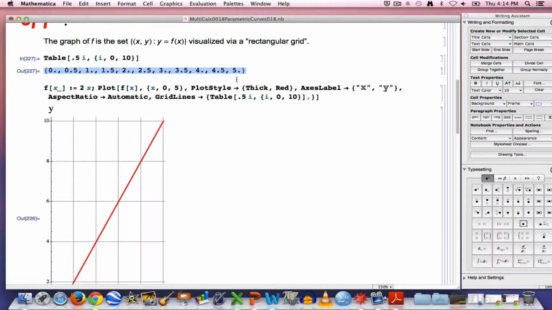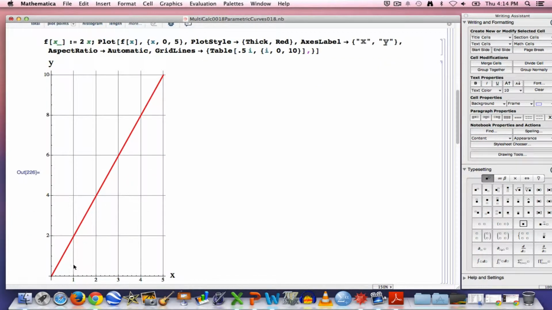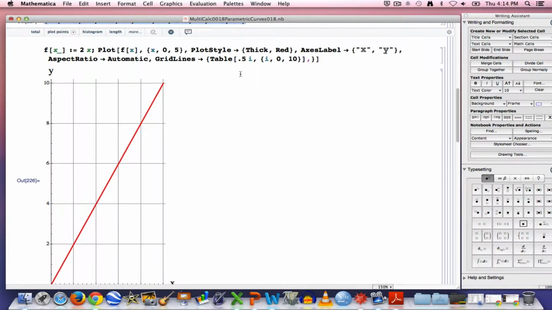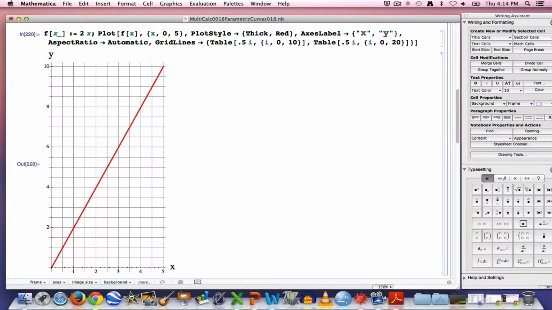This is where I want my x values for the grid lines, the vertical ones. They're going to be at every half unit instead of every unit. We can do the same for y. I can copy and paste this Table command in here after the comma. I do need to change the 10 to a 20 to make sure I get up to a value of 10 when i is 20. Change that to a 20. There we go. And here is a finer grid showing us more detail about the graph of f. All right, and that would be a rectangular grid.